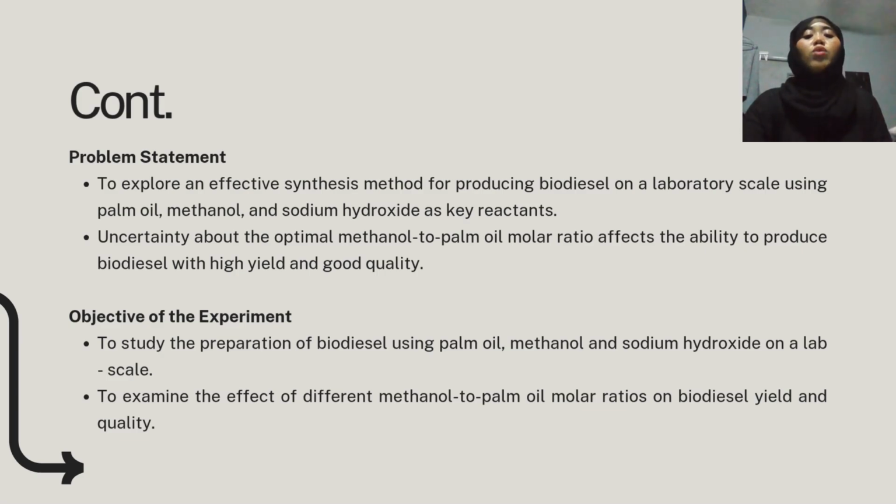Based on that, our objective was twofold. First, to study the lab-scale preparation of biodiesel using these three substances: palm oil, methanol, and sodium hydroxide. And second, to examine how varying the methanol to palm oil ratio influences the overall yield and quality of the biodiesel. This formed the basis of our experiment and helps guide the methodology and analysis in the following slides.